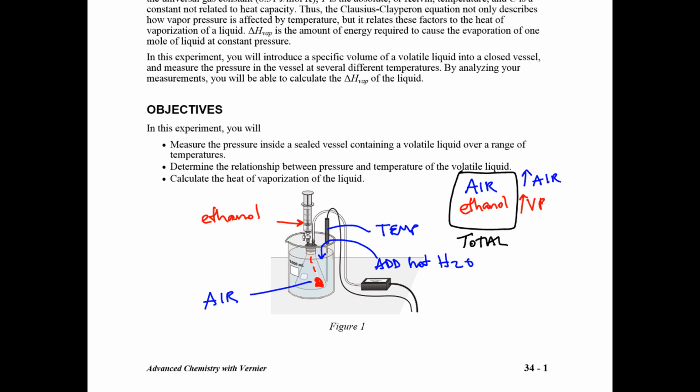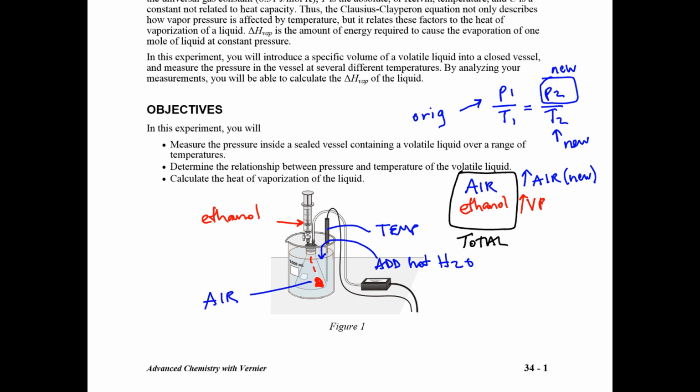So now what you're going to have to do is a two-condition problem for the air. P1 over T1 equals P2 over T2, where the original P1 and T1 came from the beginning of the experiment, and then T2 is going to be the new temperature after you add in some hot water, and then you're going to find the new partial pressure of the air inside the flask. And when you have the new partial pressure of the air, then you're going to subtract that from the total, and then you're going to find the vapor pressure of the ethanol.